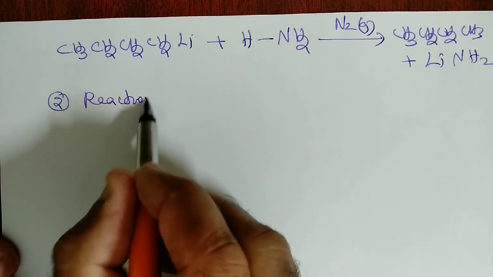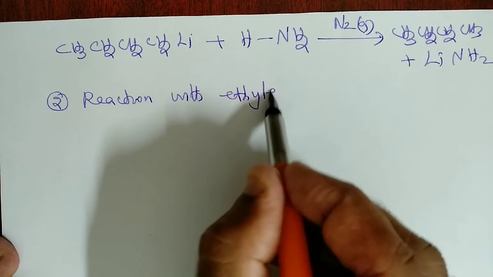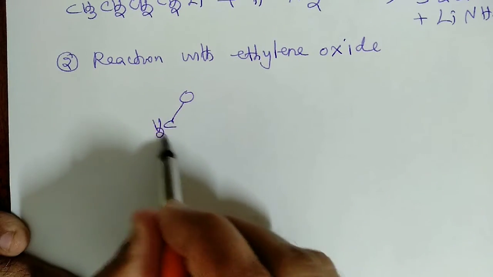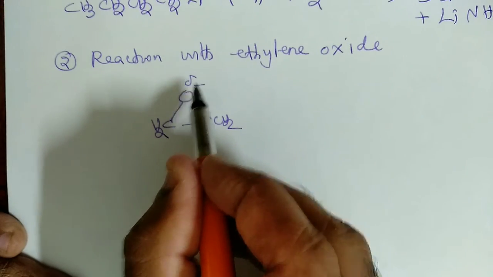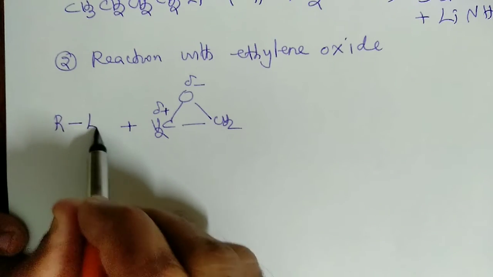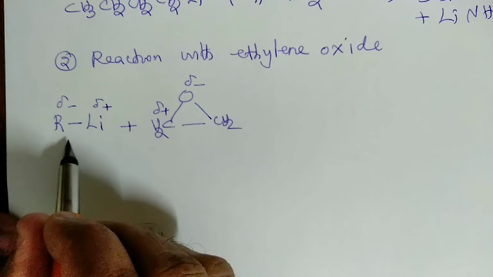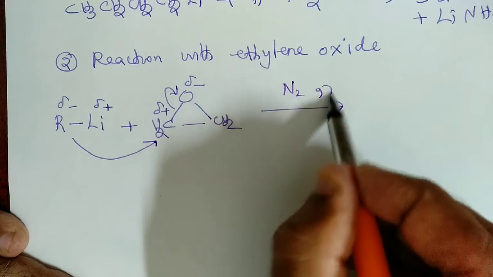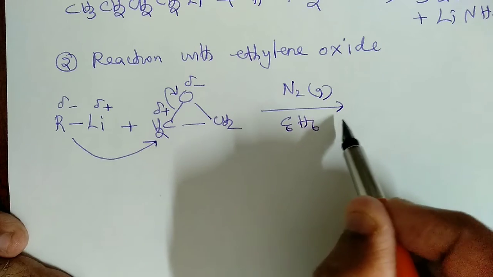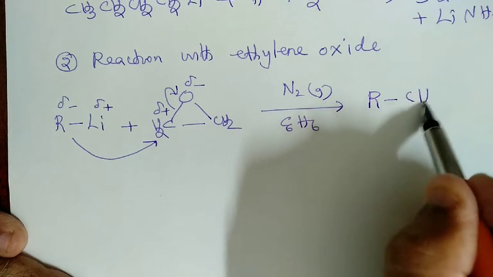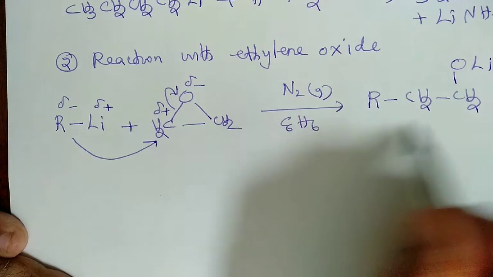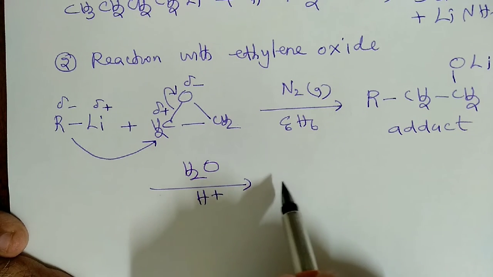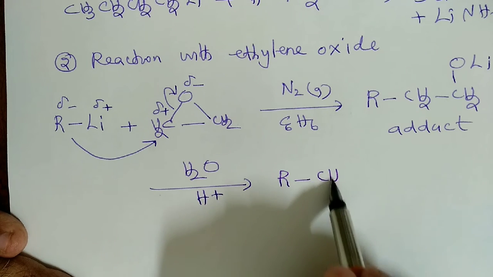Reaction with ethylene epoxide or ethylene oxide. Similar to Grignard reagent, alkyl lithium reacts with ethylene epoxide in an atmosphere of nitrogen gas in a solvent like benzene or dry ether to form an addition product. This addition product is a lithium alkoxide, which on hydrolysis in acid medium gives corresponding alcohol.